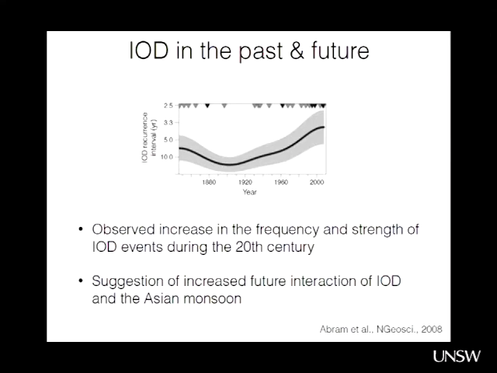So they suggested that we will have more and stronger IOD events in the future, and also that the way it interacts with the Asian monsoon will also change, which could have quite large impacts for Northern Australia, India, and Africa as well, in terms of rainfall.